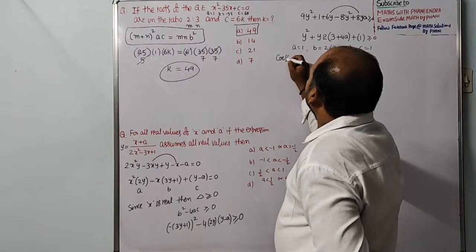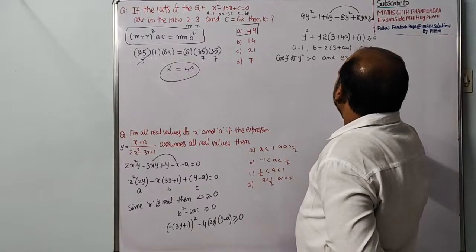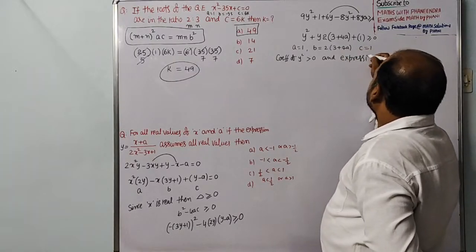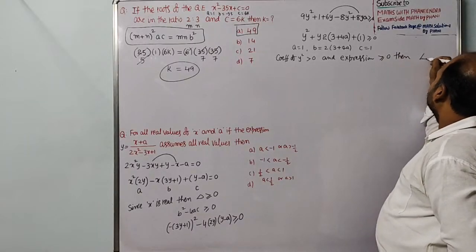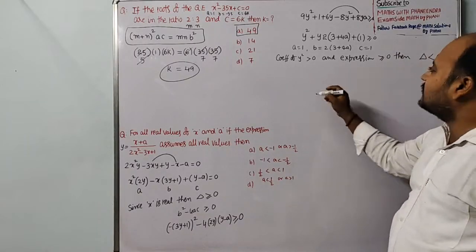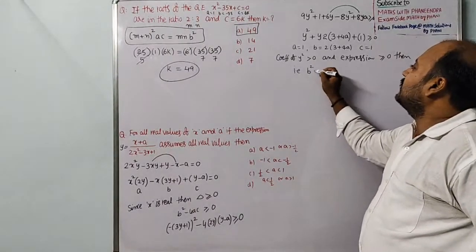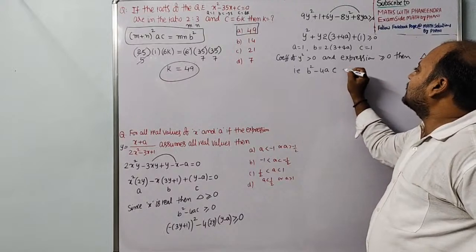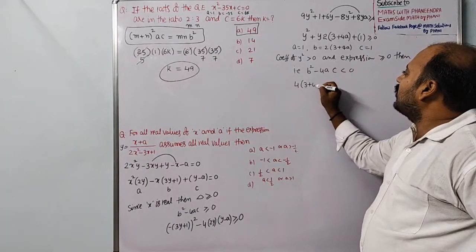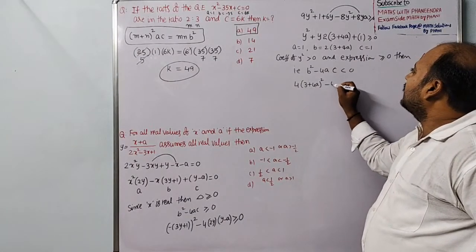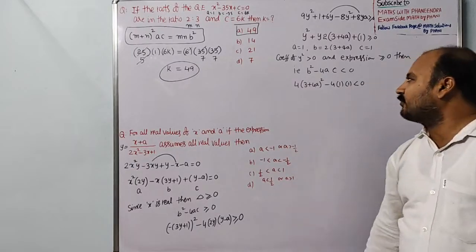Coefficient of y square is greater than 0, and expression is greater than or equal to 0. Then we have delta less than 0. This is one of the properties: b square minus 4ac is less than 0. B square means 4 into (3 plus 4a) whole square, minus 4 into 1 into c, less than 0.